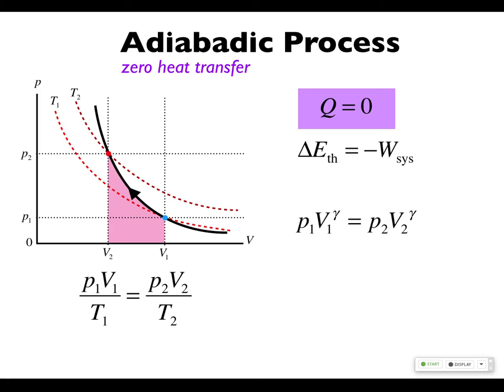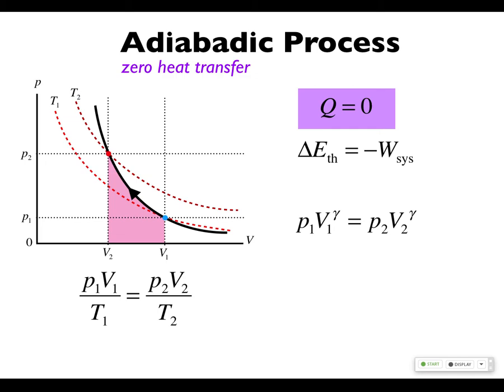This is where gamma comes in. I won't go through the whole derivation because we're running out of time, but it turns out if you have pressure 1, volume 1, pressure times volume to the gamma, remember gamma was either 1.67, 1.4, or 1.3, depending on whether it's a monatomic, diatomic, or polyatomic gas.